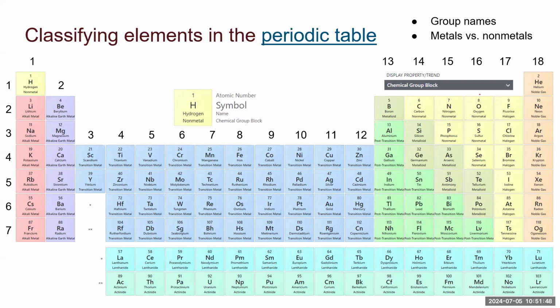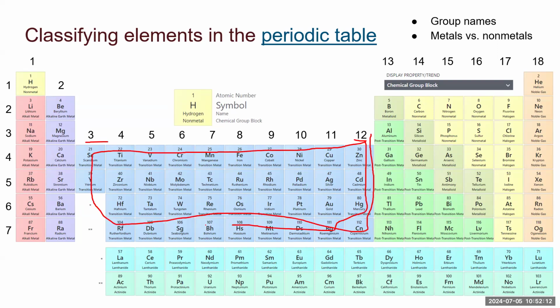Now, classifying elements in the periodic table, we have group names. And we also look at things in terms of, are they metals or non-metals? This from number 3 to number 12. So from here to here, all of these elements that I'm putting a strange shaped box around, these are known as the transition metals. So they are metals, they have some kind of unique properties.